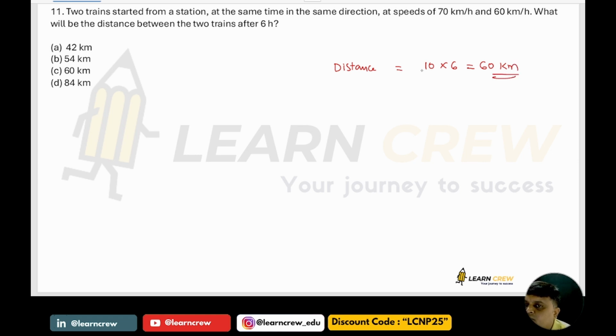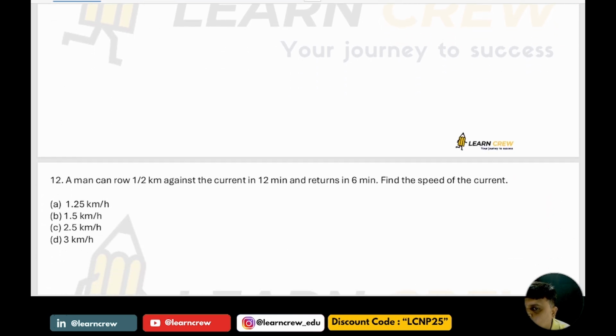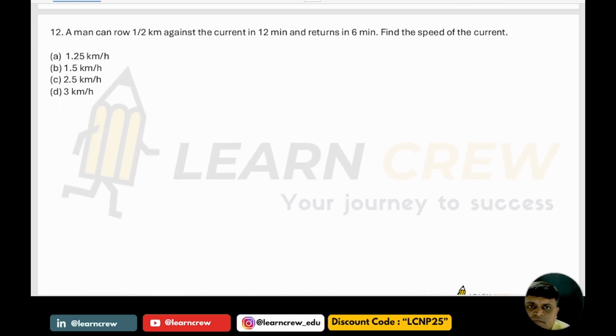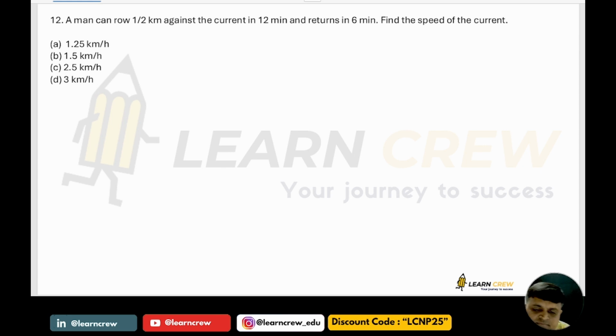Distance is always speed into time. Time is 6. Here speed means relative speed. Both are traveling in the same direction, so 70 minus 60, which is 10. Thereby distance is relative speed, x minus y, into time, so the answer is 60 kilometers. All these are basic questions to build your foundation and make your basics strong. You have to understand. Okay, now question number 12.